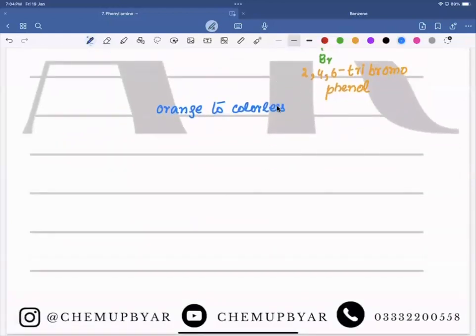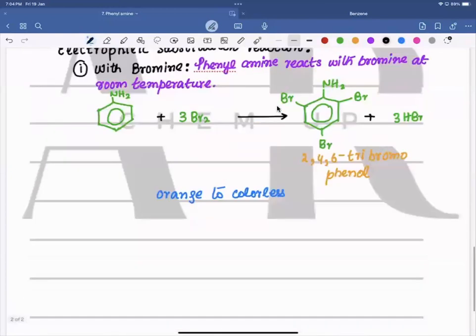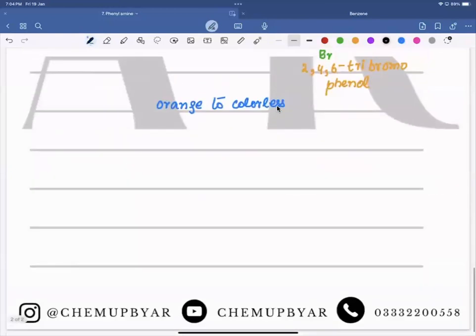Now we have a second reaction. Besides electrophilic reactions, phenylamine is used to prepare dyes. Dyes are the colors used in textiles, normally to color clothing. Clothing dyes are usually made from phenylamine.